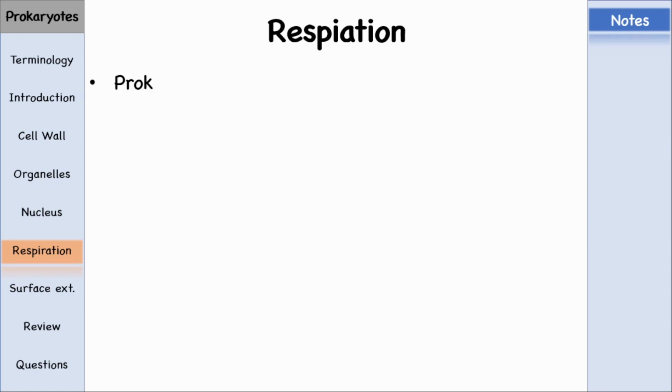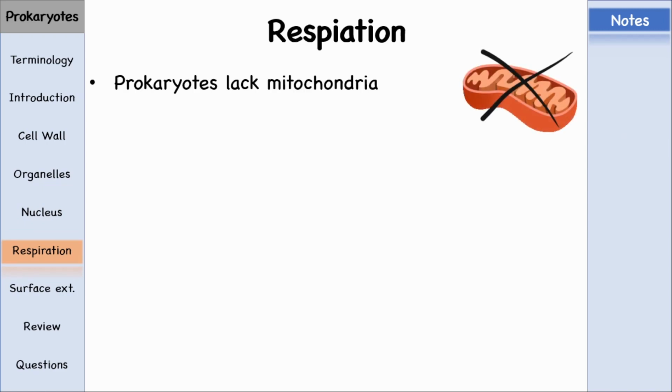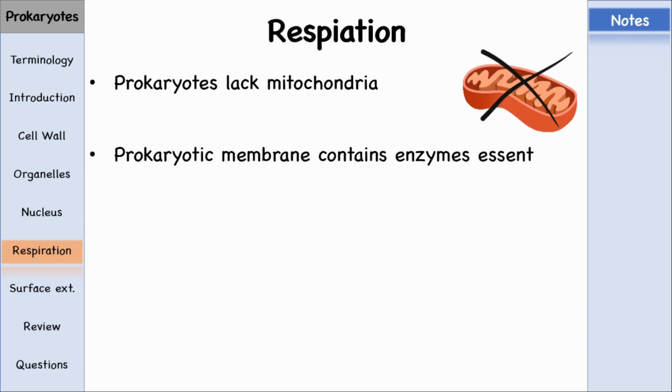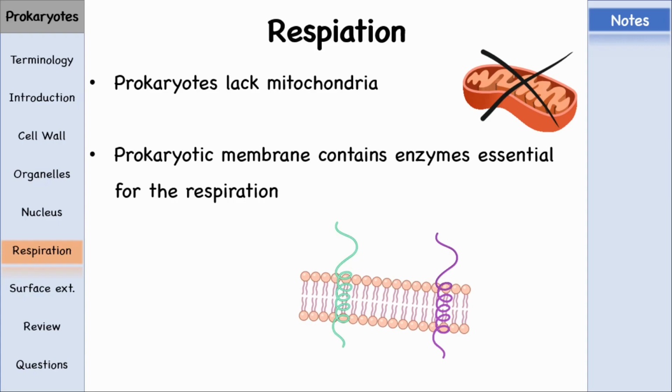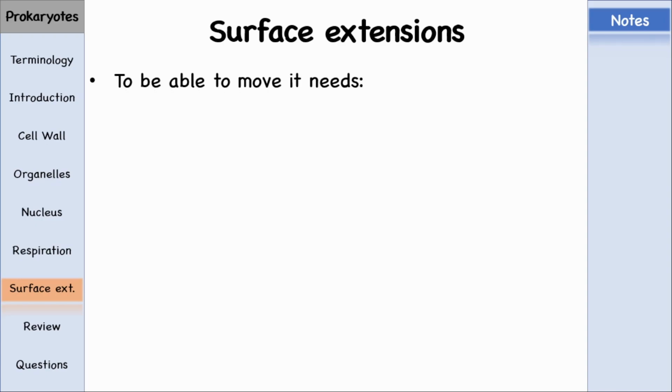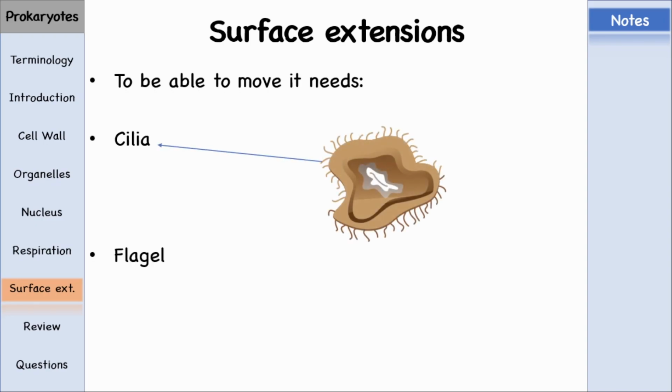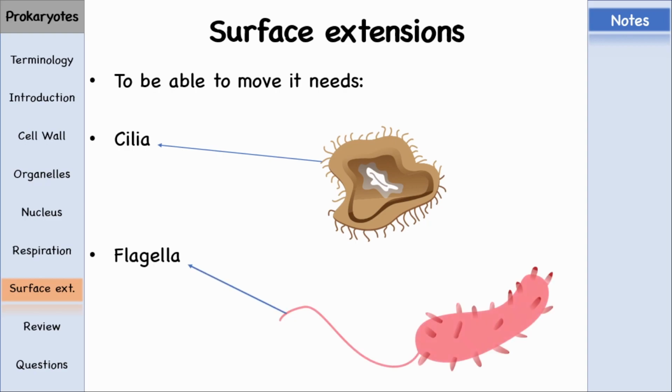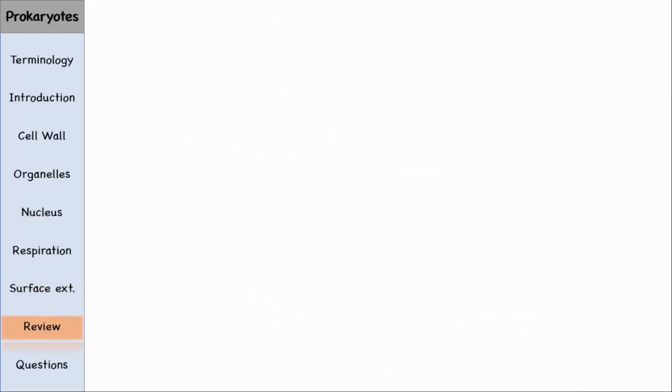Prokaryotes lack mitochondria. That's why most prokaryotes rely on the membrane for respiration, as it contains enzymes essential for the respiratory process. Since the prokaryote is a single-celled organism, to be able to move, it needs either cilia or flagella, and we will talk about them in detail in future lessons in this series. That was an introduction to the prokaryotes, and we will cover more information about them in the microbiology series.